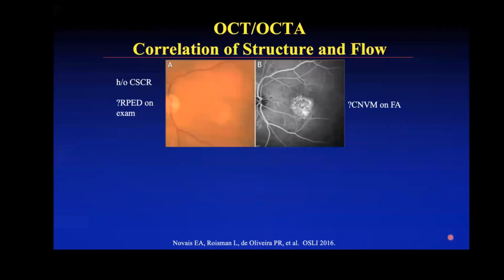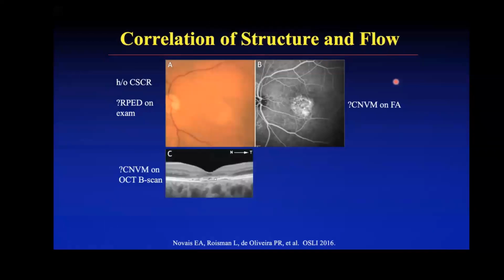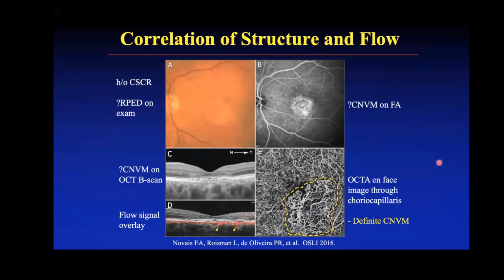The unique thing about OCTA is that now we have correlation of structure from structural OCT and flow. For example, here's a case of a patient with a history of central serous retinopathy and what appears to be a small PED on examination. And here's the corresponding fluorescein angiogram. Is that definitive of choroidal neovascularization? Here's the structural OCT, and we can see that there's a very flat fibrovascular PED here. And let's look at the OCTA. Well, on OCTA imaging, at the en face image through the choriocapillaris, we can see that there's definite choroidal neovascularization. And here's a unique feature of OCTA imaging: we can do something called flow overlay, where the region of flow on OCTA is superimposed onto the structural OCT, where red represents flow.